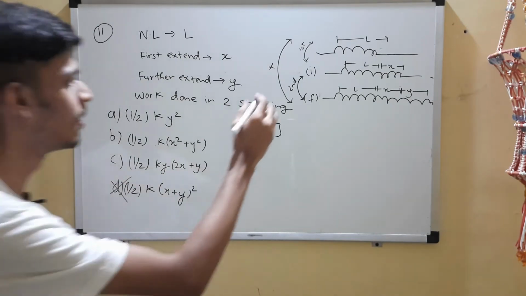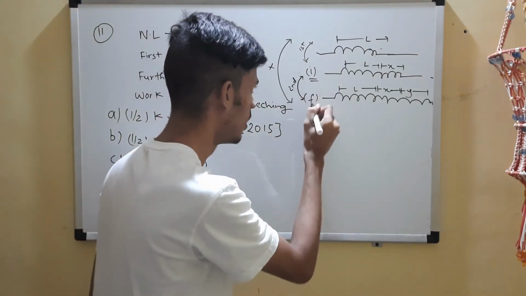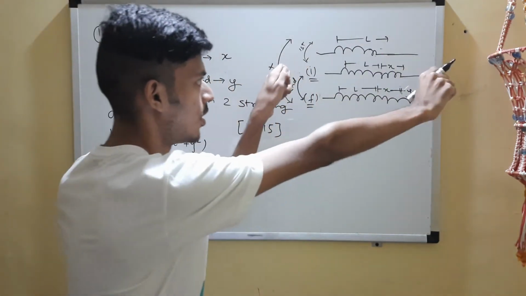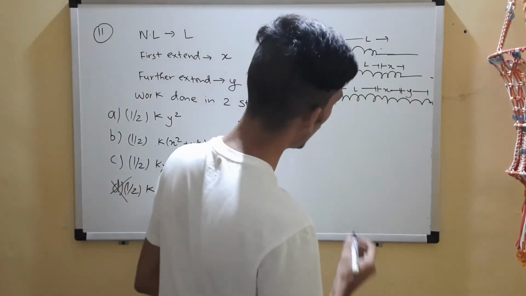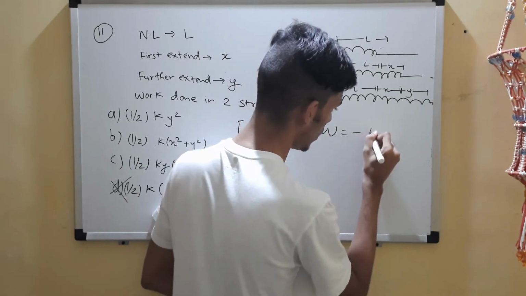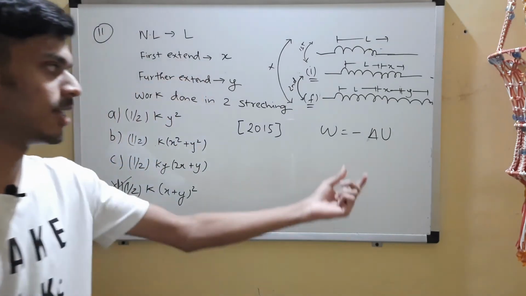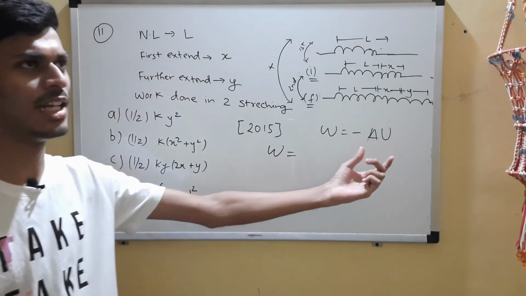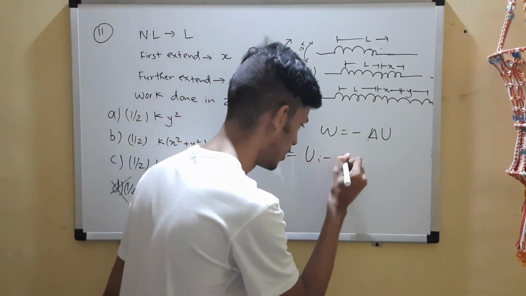So the point over here is they want the work done in this process. This is the initial condition and this is the final condition. So let's find that out. How will we do that? Work done is nothing but the negative change in potential energy. Change in potential energy is final minus initial, so the negative of that is initial minus final.